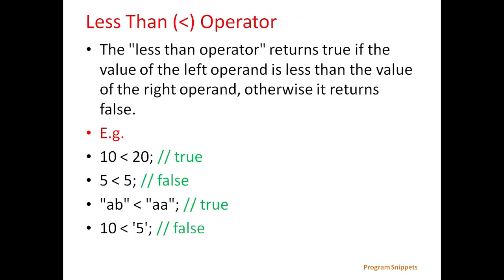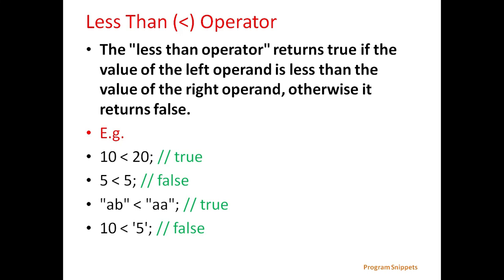Next is the less than operator. The less than operator returns true if the value of the left operand is less than the value of the right operand. Otherwise, it returns false. For example, 10 < 20 will return true. 5 < 5 will return false. String AB < string A will return true. And 10 < string 5 will return false.